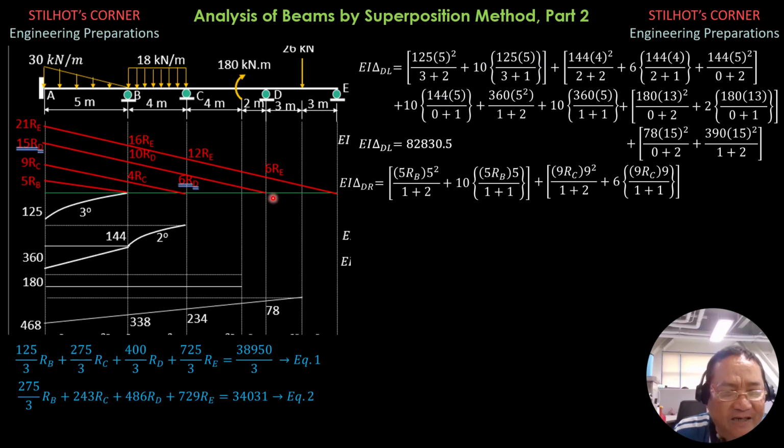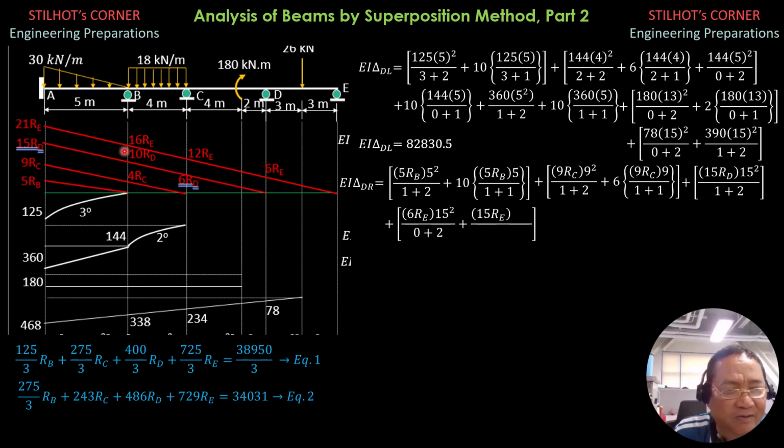So it is 15 RD, 15 square over 1 plus 2 for the deflection only. Then for RE, we have a couple 6 RE, and due to concentrated load, which is 21 RE minus 6 RE, so 15 RE. The effect would only be deflection at D. So for the couple, 6 RE times 15 square over 0 degree plus 2. Then for the concentrated load, 21 minus 6 is 15 RE, then 15 square over first degree plus 2.